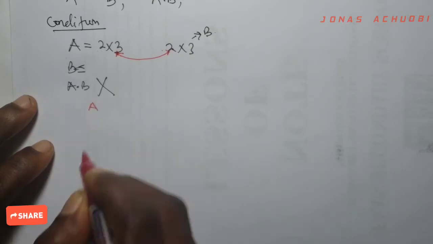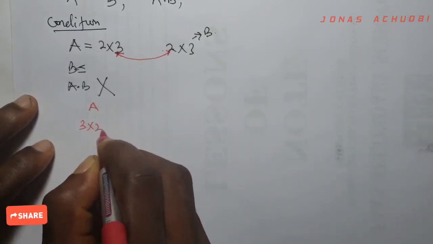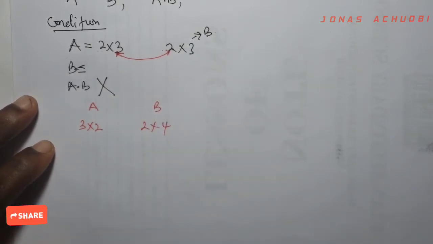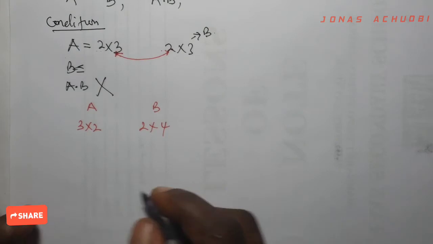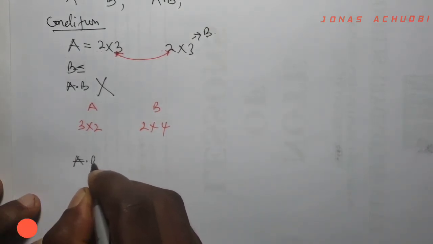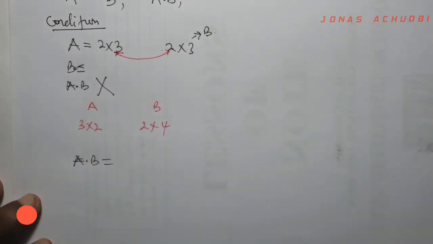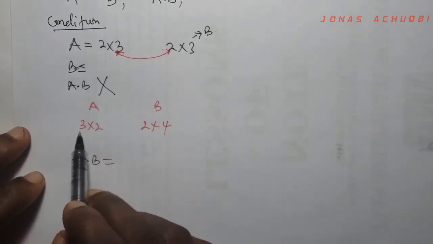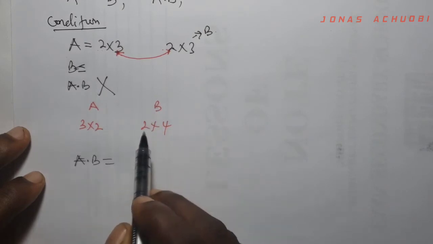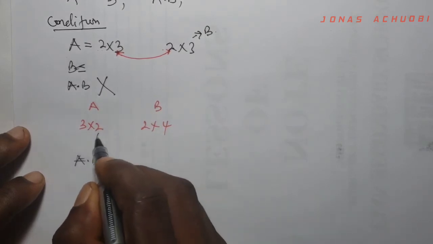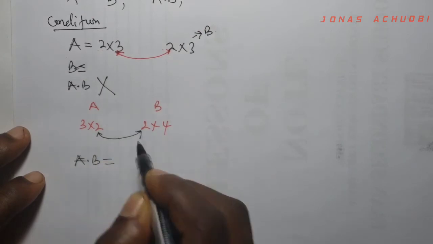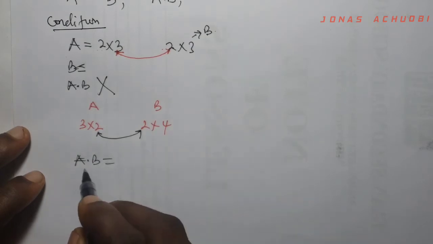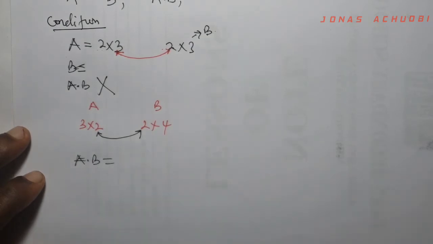Another instance, if matrix A now is a 3 by 2 matrix and matrix B now is a 2 by 4 matrix. The question now is, can we perform A times B? The answer now is yes. Because matrix A has an inner dimension of 2. That is, matrix A has 3 rows and 2 columns, and matrix B has 2 rows and 4 columns. So what do we see? That the number of columns of matrix A matches the number of rows of matrix B. Hence, matrix multiplication A times B can be performed.